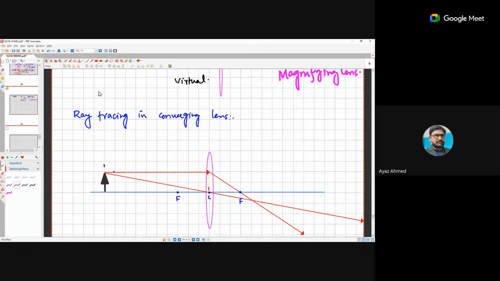This is mandatory. Remember that it is passing through the principal focus after the lens. So this is your ray number 2. Then these two rays are enough, but sometimes the examiner gives you a ray which passes through the principal focus first, the first focal point, and then it becomes parallel to the principal axis this way. Is it clear to everyone? Yes, sir. This is ray 3. Wherever these three rays intersect each other, there you will get the image of the object.